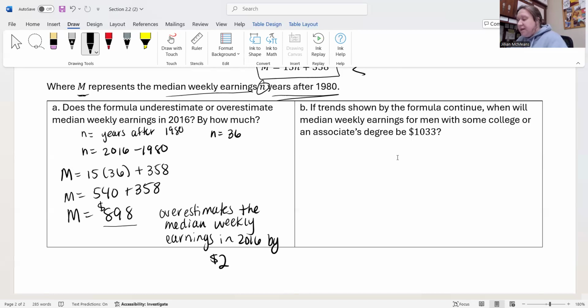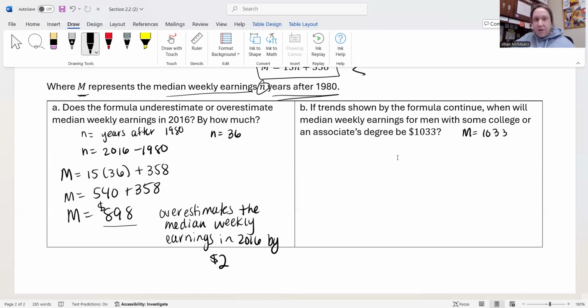Okay? So then it says, if the trend shown by the formula continues, when will median weekly earnings for men with some college or an associate's degree be $1,033? So we're going to have to do some solving here. So let's see how we feel about this. So now we're saying M is 1,033. So let's see if we can use these properties, the addition property of equality and the multiplication property of equality, to solve this. We're going to have to do a little work. This is a little advanced, but I think we can handle it.